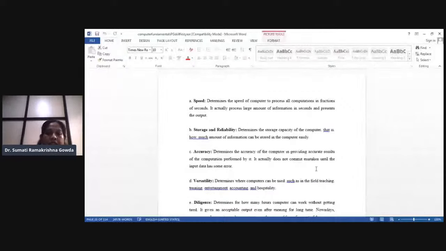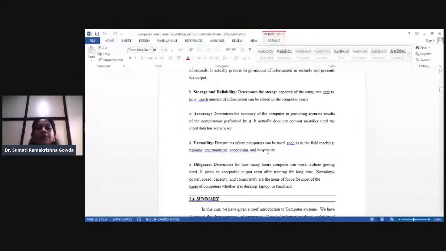Accuracy determines the accuracy of the computer in providing accurate results of the computation performed by it. It does not commit mistakes unless the input data has some error. Suppose if you give wrong data, it computes wrong output, right? Garbage in, garbage out, as I told you. It never makes any mistakes. If you provide wrong data, it gives you wrong output.